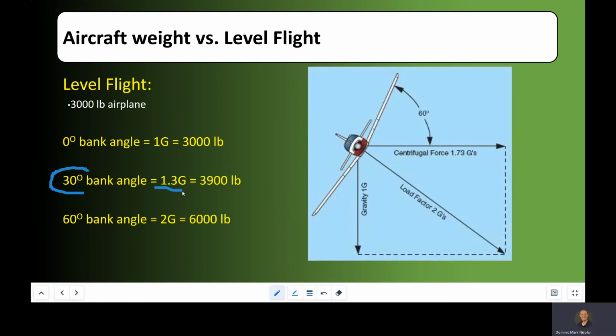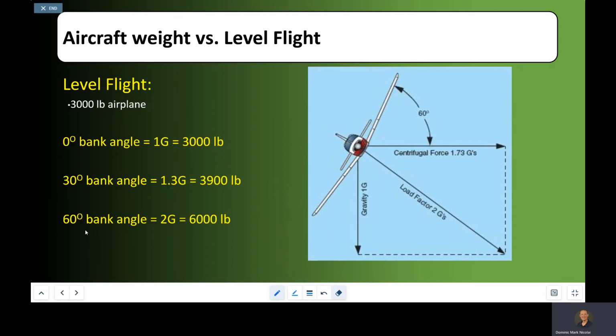So it's as if the effectiveness on the airplane is just like it's 3,900 pounds. It's not, it's still 3,000, but you've added an extra 900 pounds of lift to it. So now you're pulling 1.3 Gs.